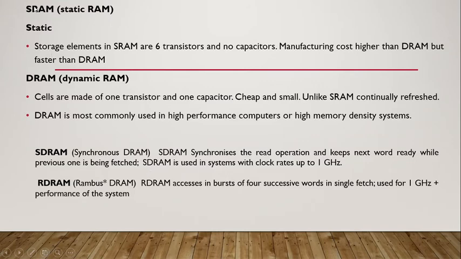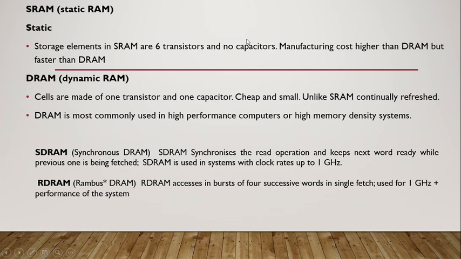Now we will see the two important classifications of RAM, that is SRAM and DRAM. SRAM is static RAM and DRAM is dynamic RAM. Looking at the specific differences between static RAM and dynamic RAM: in static RAM the storage elements are 6 transistors and there are no capacitors. But in DRAM, the memory cells are made of 1 transistor and 1 capacitor.